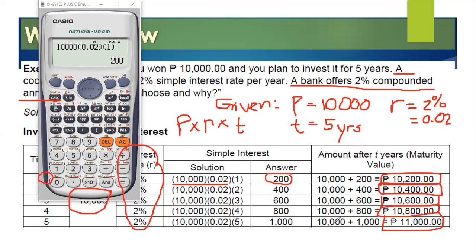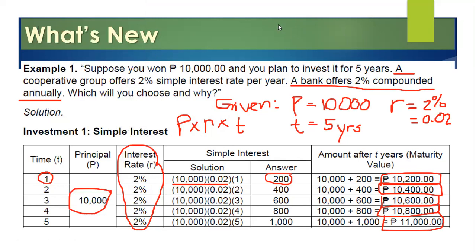Okay? Pero 5 taon mo siya ininvest or 5 taon siya nakatago sa bangko. So, 5 ang ilalagay natin sa T. So, 1,000 pesos yung interest, no? Yung idadagdag sa 10,000 mo or yung kinita mo after 5 years. So, ganun po kino-compute yung simple interest.